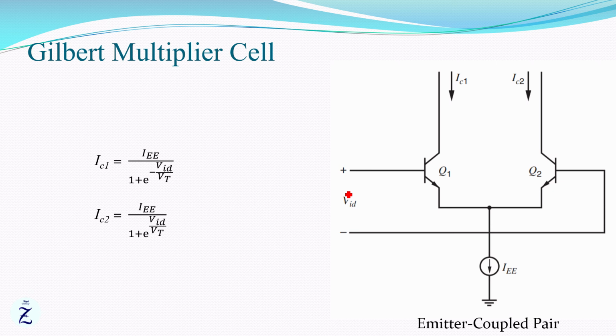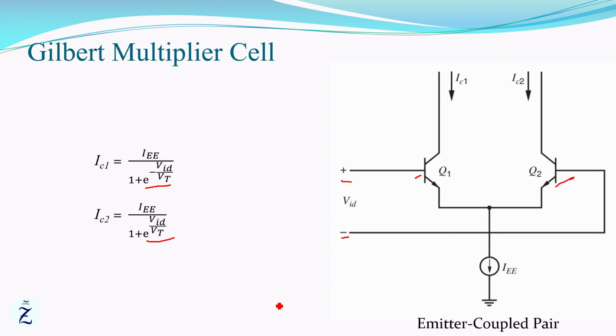Remember, when the positive of the input is connected to the base of a particular transistor, here it is Q1, then the collector current term will have the term e raised to minus VID divided by VT. And when the negative of the input is connected to the base of the transistor, then the collector current of the transistor will have the term e raised to plus VID divided by VT.